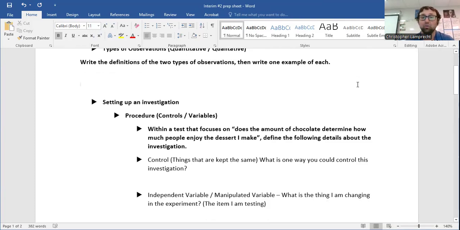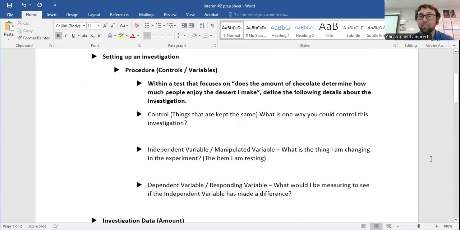The next section is going to be setting up an investigation. The example that I will be using is, does the amount of chocolate that I put into a dessert determine how much people will enjoy the dessert that I make them? So things that I need to control are everything that I have kept the same. Same is the key word there. If you see same, it's a control. So for instance, it wouldn't be fair if I did a pineapple upside down cake and a chocolate molten lava cake for you to compare them. You'd have to do the same recipe.